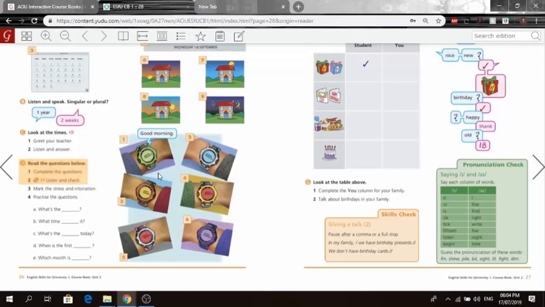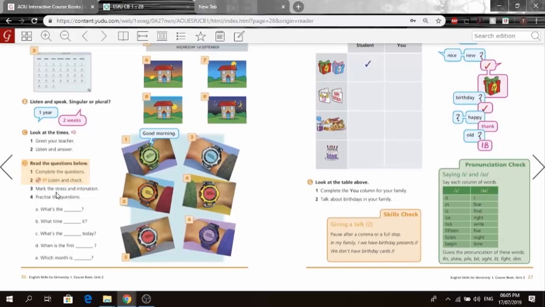Now read the questions below, and 1, complete the questions, and 2, listen and check, okay? So here we have 3, mark the stress and intonation, and 4, practice the questions. Okay, so give me a second here. I'll actually read you the script right now.